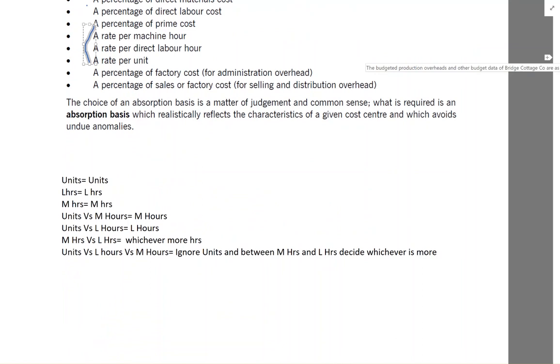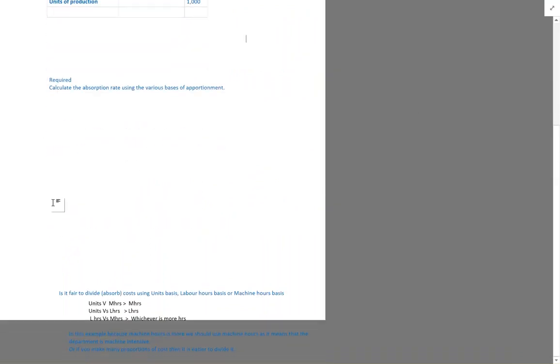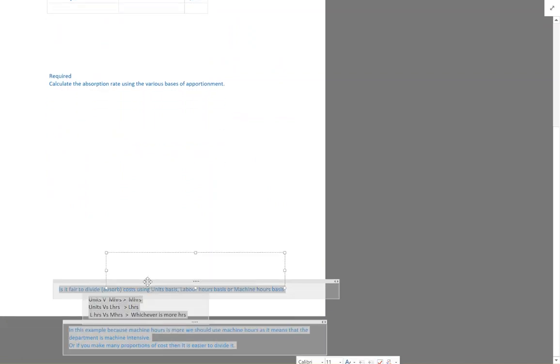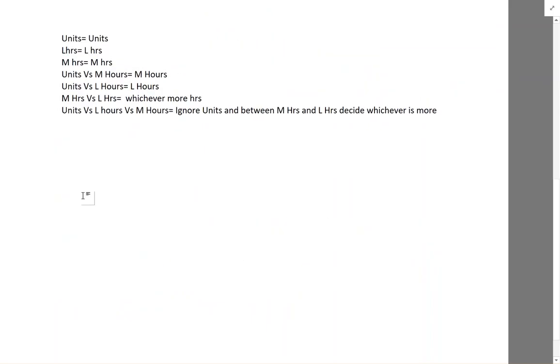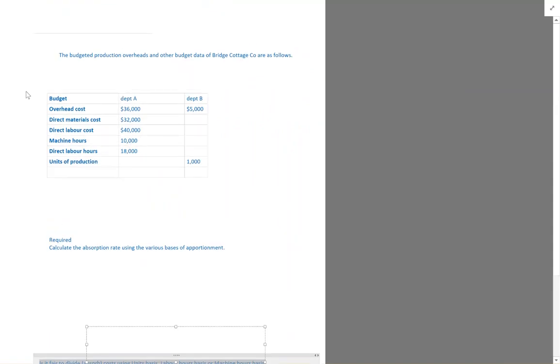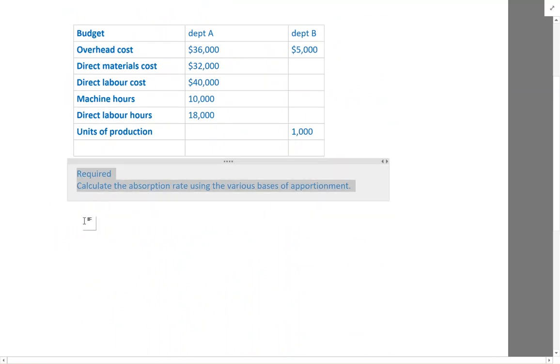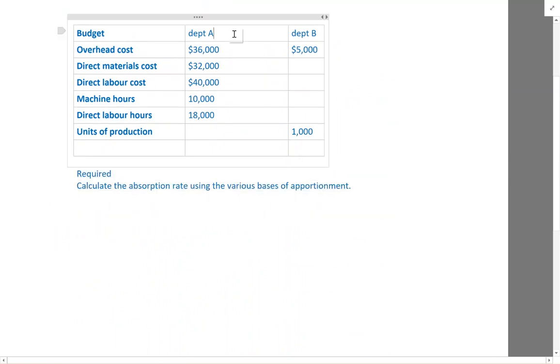Let's look at a question on it. What I've written here, I've explained on the next page as well. So we have a question. Calculate absorption rate using various bases of absorption. We have department A and department B. We have overheads, and then we have some data given. So let's look at department A.